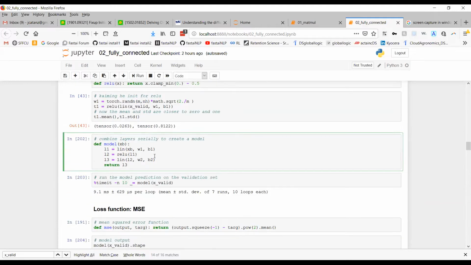Okay, the next thing he does is he combines the layers in series to create a model, because remember what you're doing is the first linear layer followed by a ReLU activation followed by the second linear layer. So the first linear layer maps the matrix to its encoding, to its vector of length 50.